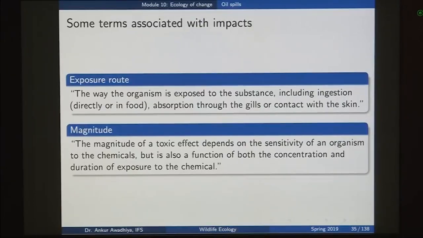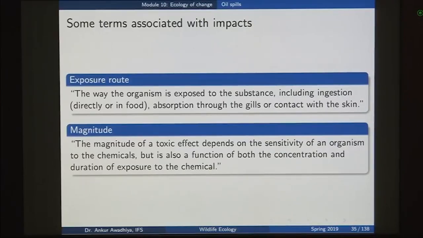The next term is magnitude. The magnitude of a toxic effect depends on the sensitivity of the organism to the chemicals, but it is also a function of both the concentration and duration of the exposure to the chemical. So, the magnitude of the impact would depend on how sensitive the organism is to the chemicals. If you expose corals to the chemical, they would die very fast. If you expose seaweeds to the chemical, they will die very slowly, because corals are much more sensitive. So, if an organism is sensitive, the impact will be much greater. Also, if the organism is not that sensitive, but you are exposing it to a very heavy concentration for a very long period of time, then also the impact will be large, or the magnitude will be large.